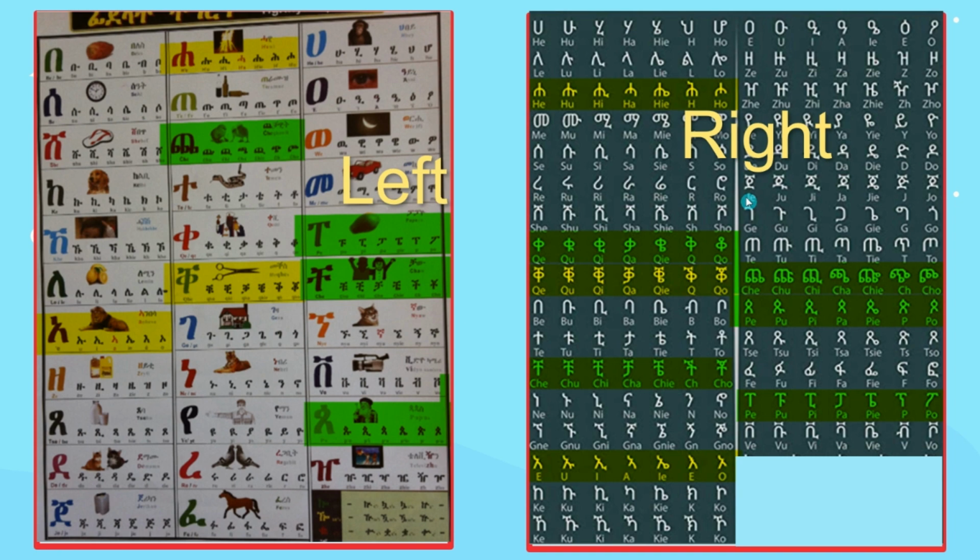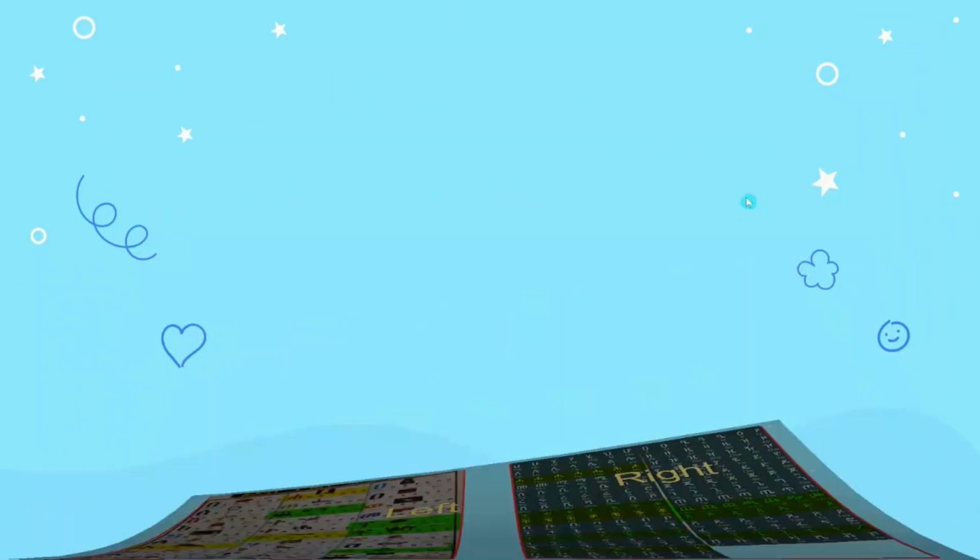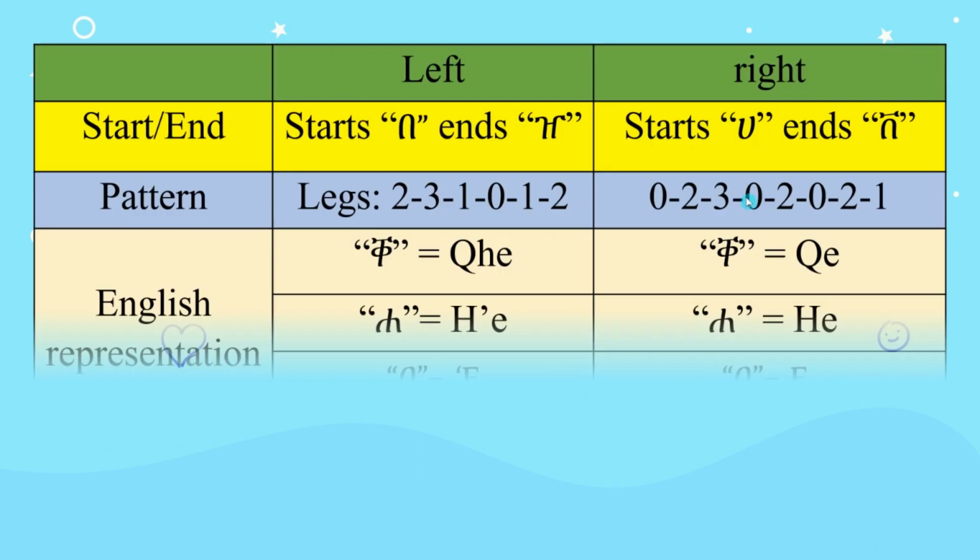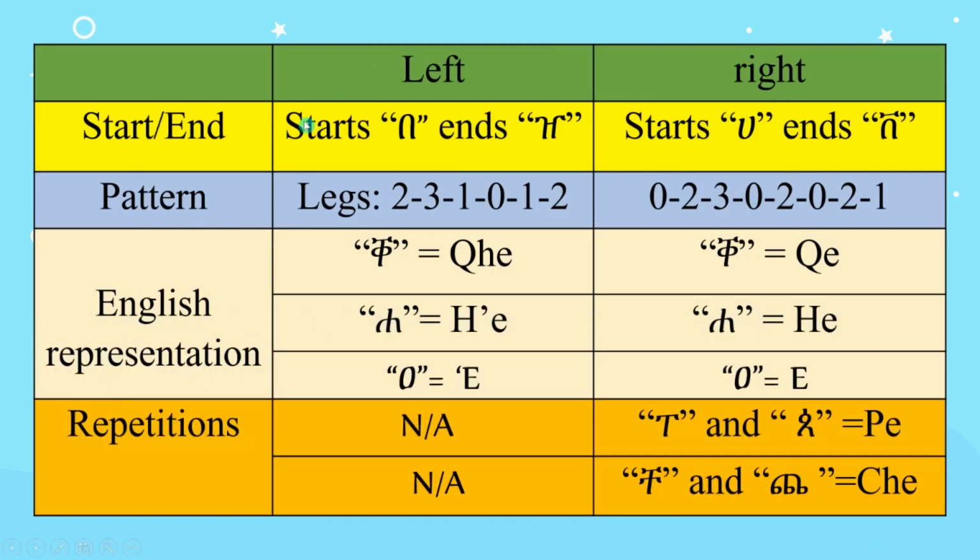So to summarize what I've said so far, I've said that there's a difference in the beginning and endings. So on the left chart, it starts with B and ends with J. But on the right chart, it starts with H and ends with V.